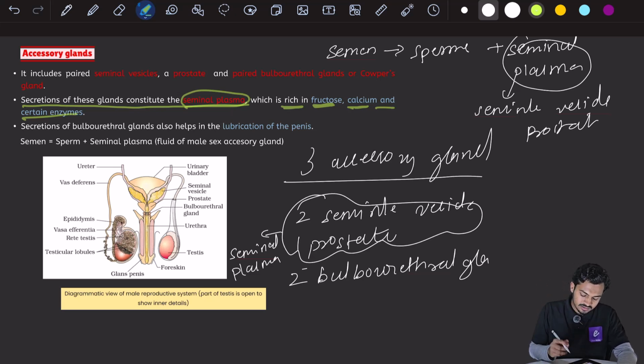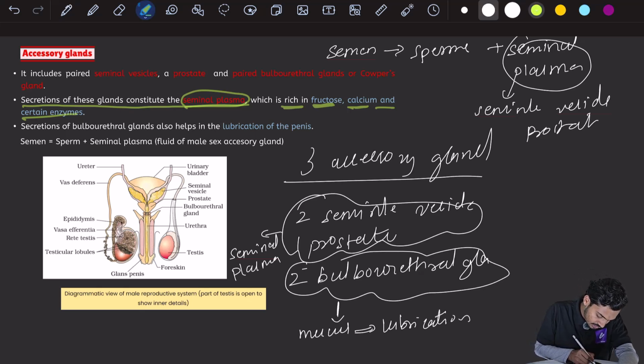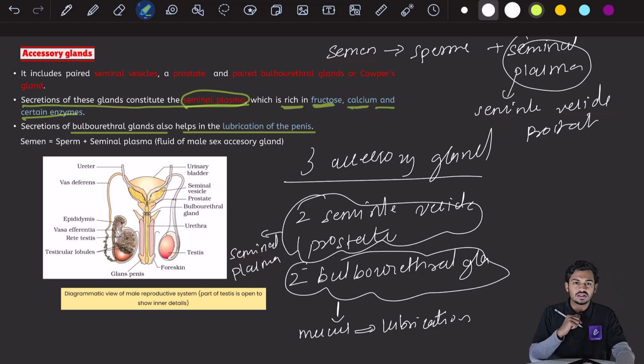ठीक है. अब हमने seminal vesicle gland और prostate gland का तो function पढ़ लिया, लेकिन what is the function of bulbourethral glands? Bulbourethral glands दोस्तों, it will secrete mucus which will help in lubrication at the time of intercourse. तो आप देख सकते हैं, bulbourethral gland helps in lubrication of penis. So at the time of intercourse, bulbourethral glands will secrete mucus which will help in lubrication of penis during intercourse.